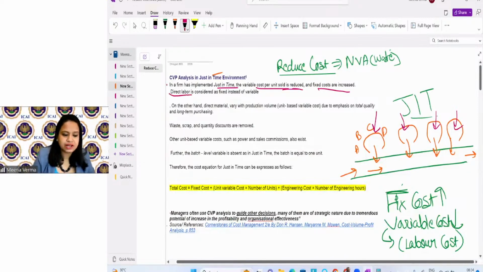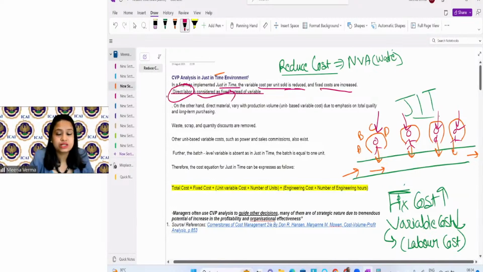Especially you can see direct labor is considered as fixed instead of variable. Direct labor costs will reduce, and whatever labor is required here now is fixed in nature. They're not variable. Whatever labor cost is required here will not be considered variable. That will be considered as fixed cost. Right?